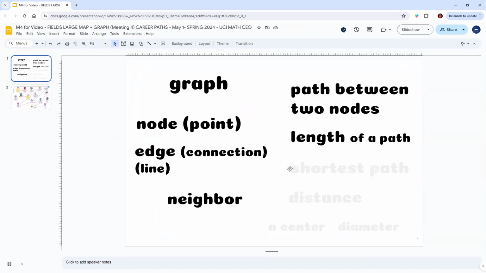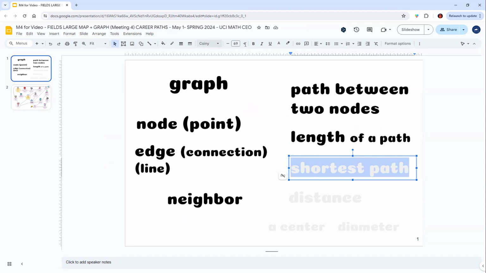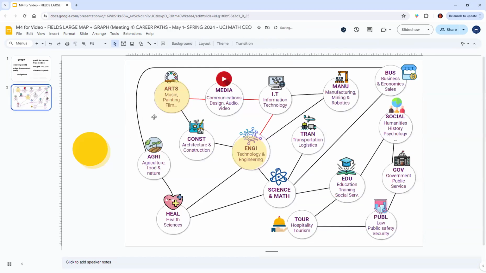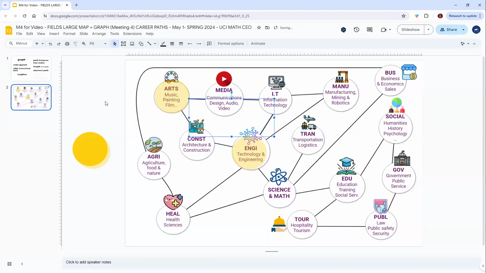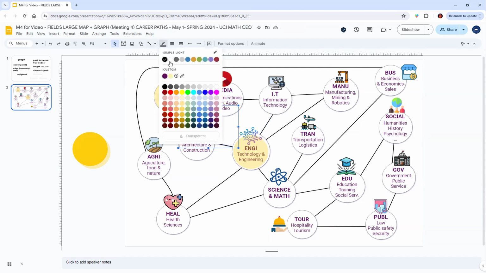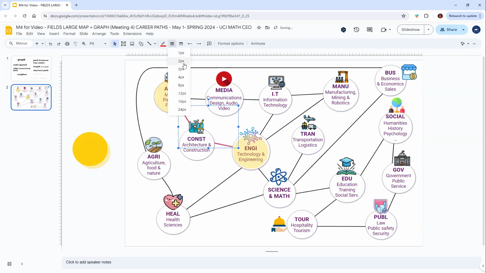Let's take a look. So first, let's learn about the concept of shortest path. Any given two nodes, a shortest path would be a path that you cannot beat in the sense that it's already too short. So it's a path that's so short that there's no shorter path. So between arts and engineering, we have a path of length 3, but we also have a path of length 2. So this would be a minimal path or a shortest path between these two nodes.